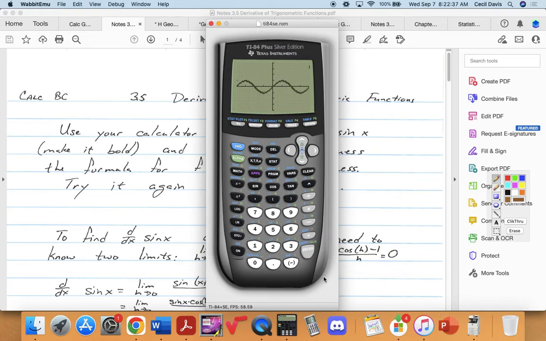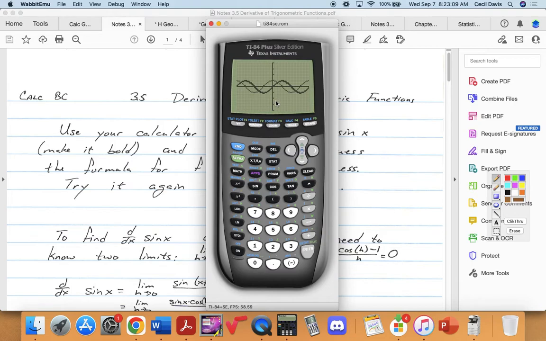So there's sine, and here comes its derivative. It takes a while for the derivative to be graphed, because it's having to think about every single point. But what graph does that second thinner graph look like? It looks like cosine. And in fact, it is cosine. The derivative of sine is cosine.